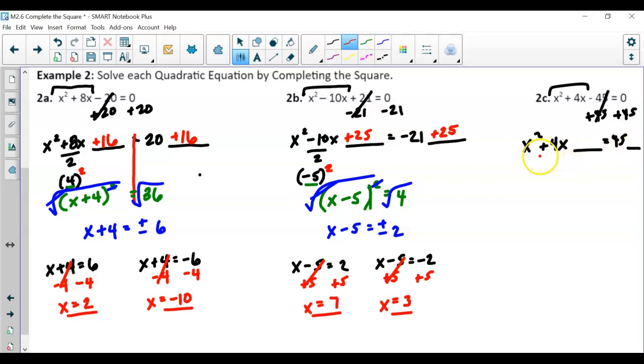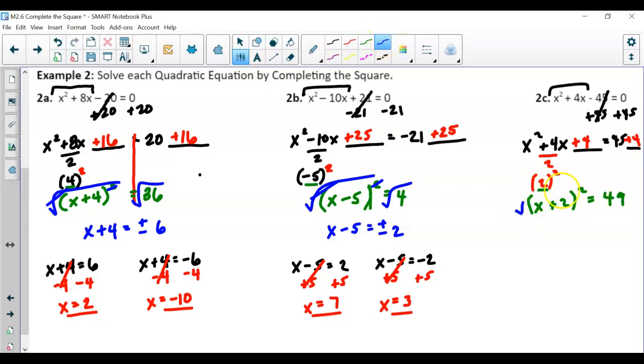So again, half the b term, 4 over 2 is 2, and square it. 2 squared is 4. What we add to one side, we add to the other side here. So now we can write, right, as our perfect square. So what's going to go inside? Positive 2. So x plus 2 squared is equal to 49.